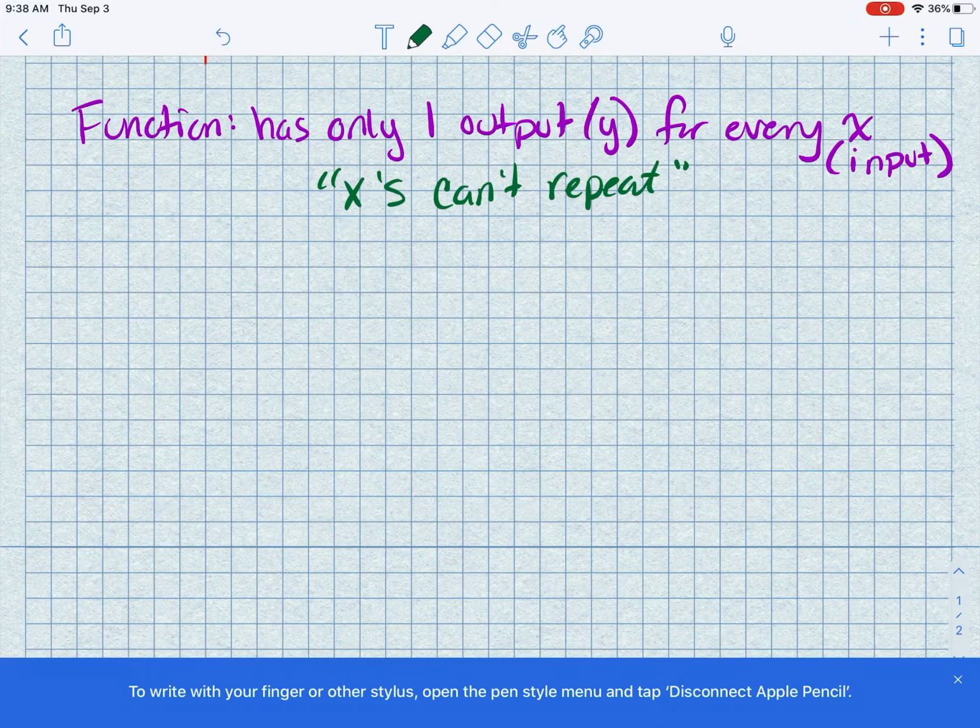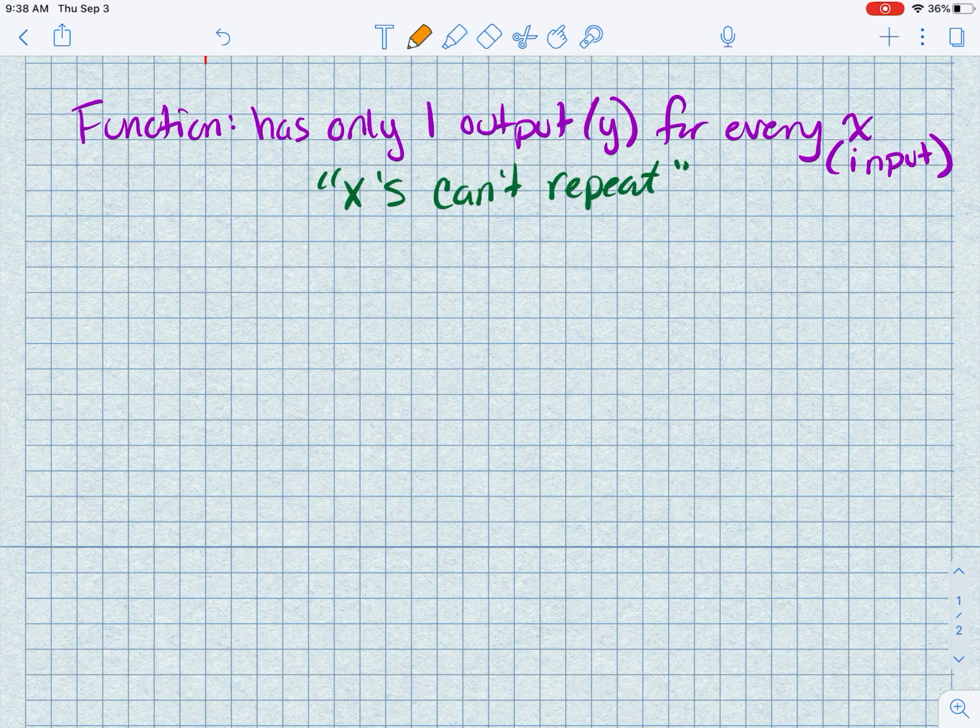Okay, so there's a couple ways that you can tell if something's a function. The first way is if we're given a graph. So I'm going to give you a couple graphs and we're going to practice what's called the vertical line test. Remember, a vertical line is a line that goes straight up and down, okay? I'm going to give you 3 graphs, and we're going to compare them.